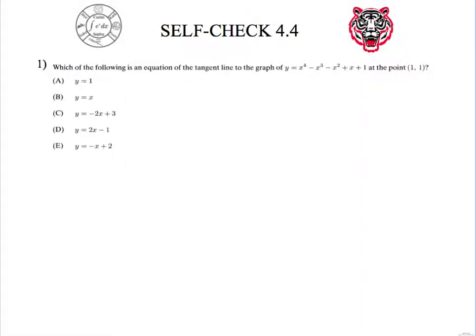All right, this is going to be AP Calculus Self-Check 4.4. There are 5 questions. That means give yourself 10 minutes. All right, so number 1.